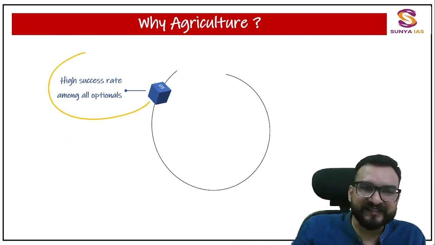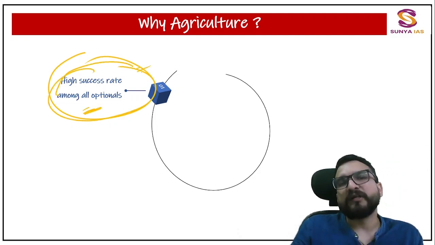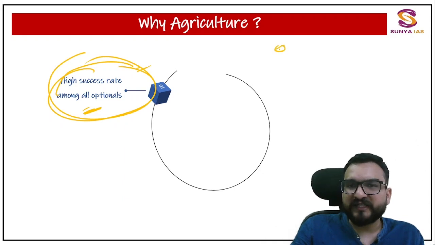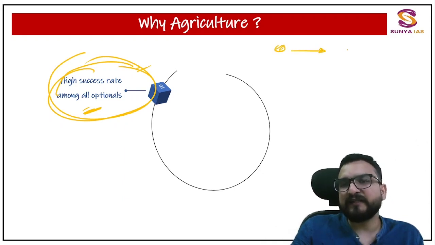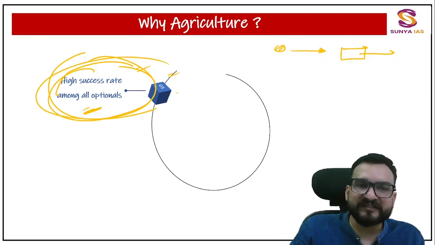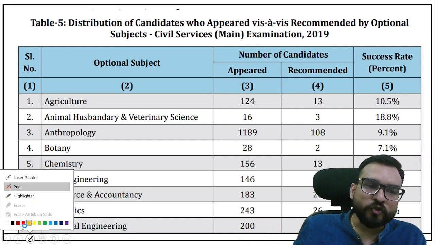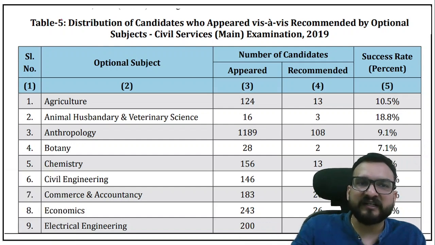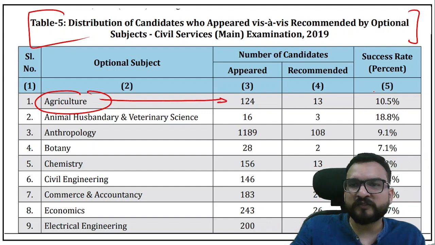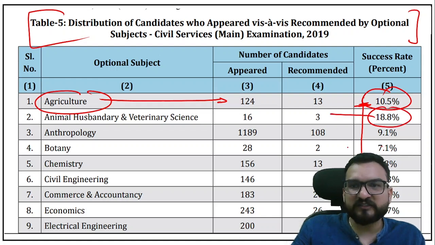First of all, high success rate among all options you will be seeing. Now, this is not a very good point, guys, because those people who are studying dedicatedly will themselves be scoring high in any optional, right? So this is not such a special point, but this is a fact I am talking about. For example, I can show you this fact by the data UPSC has released. They have released that agriculture is one such optional where you can see a 10% success rate, whereas in other optionals, 7%, 9%, 18% in this particular subject.